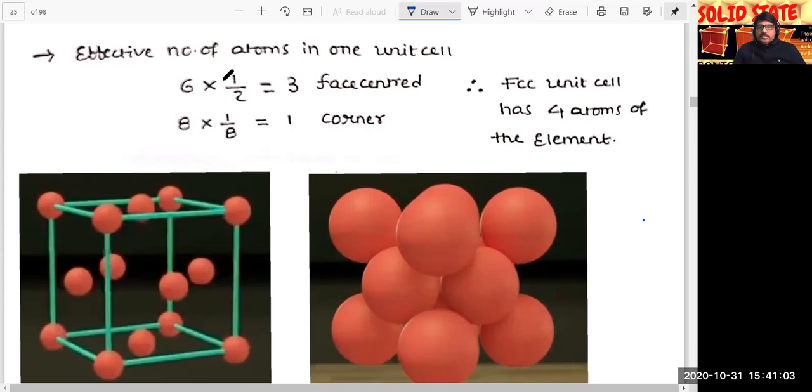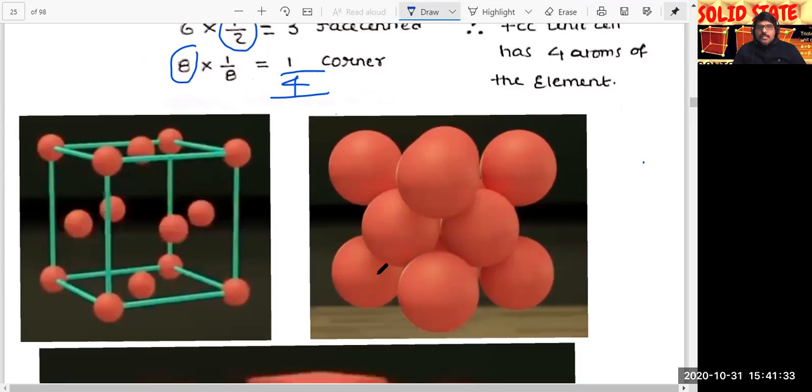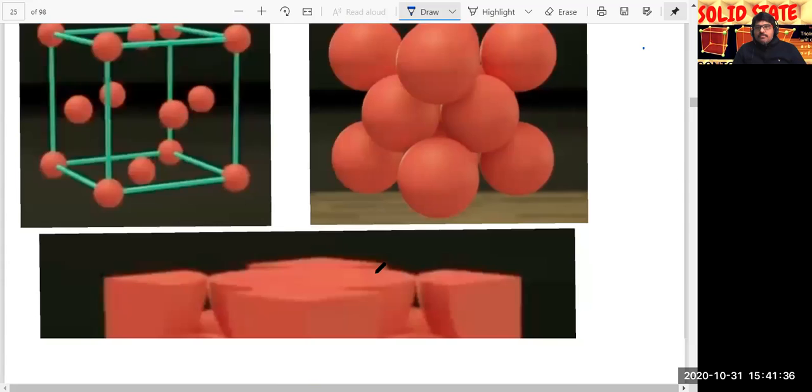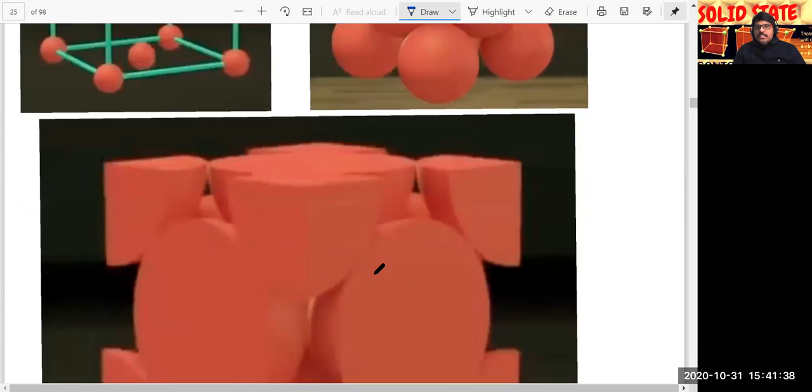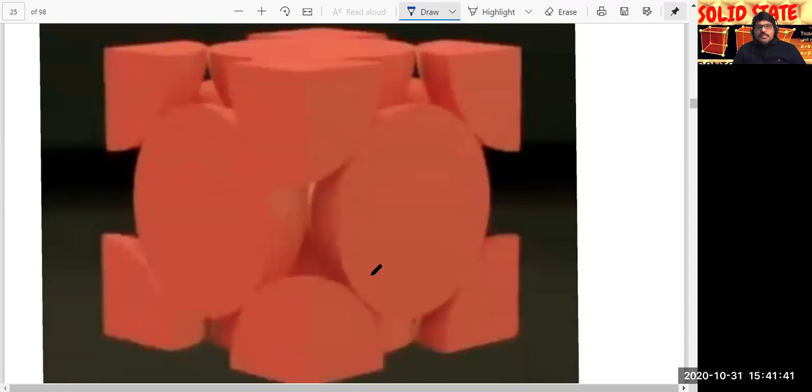6 face centers are totally giving 3 atoms effectively, because 6 times 1 by 2 come from all face centers, and 8 times 1 by 8 come from corners. As a result, it becomes 1 corner atom effectively, and altogether if you calculate, this is 4. And finally, we can say the rank of FCC unit cell is 4. Rank of BCC unit cell is 2. The rank of simple cubic unit cell is 1. So this is about the calculation of the effective number of atoms in each cubic unit cell. And with this, let me conclude.